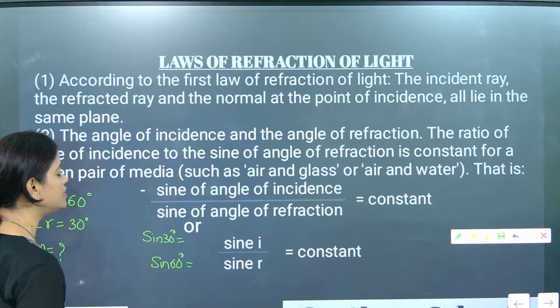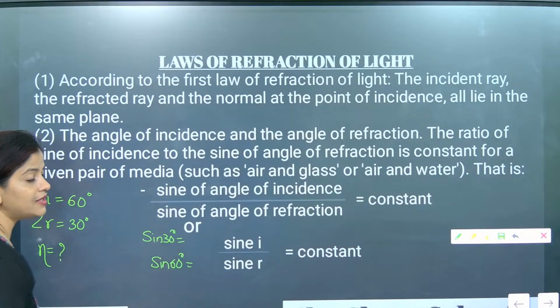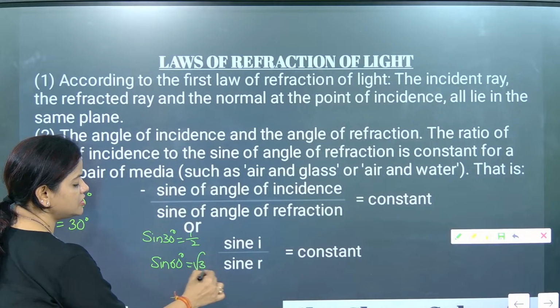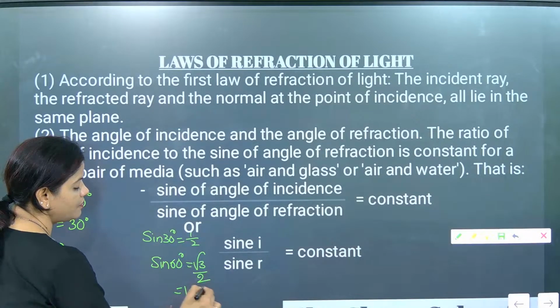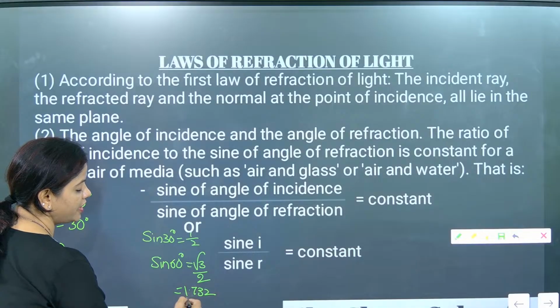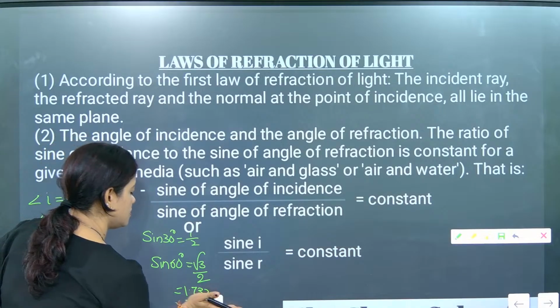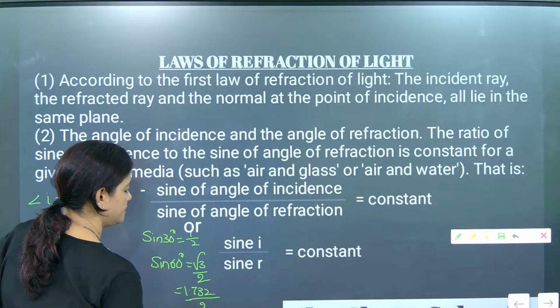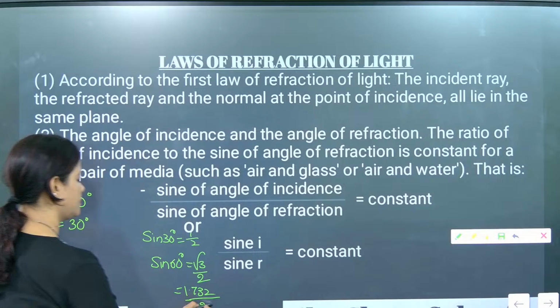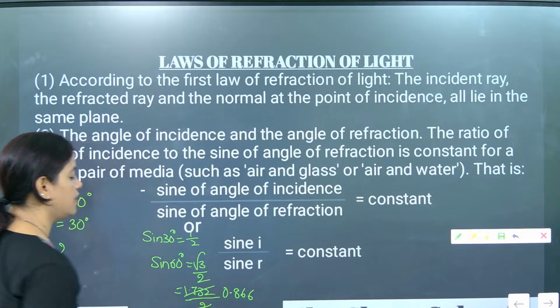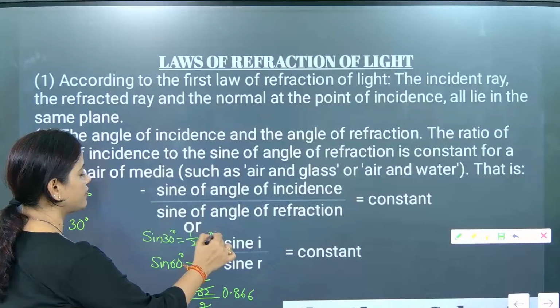Now sine 30 and 60. Can you tell me, beta, what is the value of sine 30? Sine 30 is 1 by 2, and sine 60 is root 3 by 2, that is 1.732 by 2. Got it? So that is 0.866 here, and here it is 0.5.